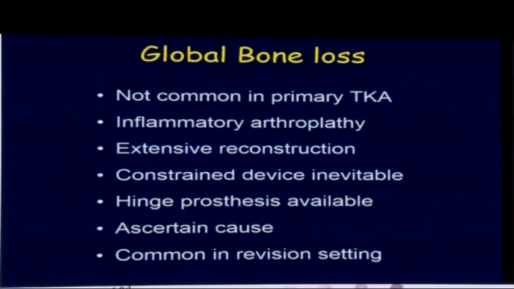When there is global bone loss, which is not common in primary total knee arthroplasty, but may be the situation in inflammatory arthropathy, extensive reconstruction is required, and a constrained device, whether it's a TC3 or a wave one above, is almost inevitable. You need to probably have a hinge type prosthesis available on the shelf.